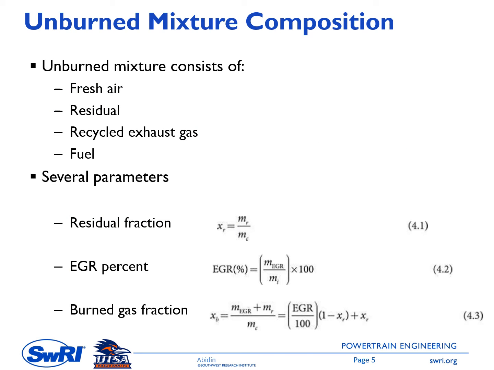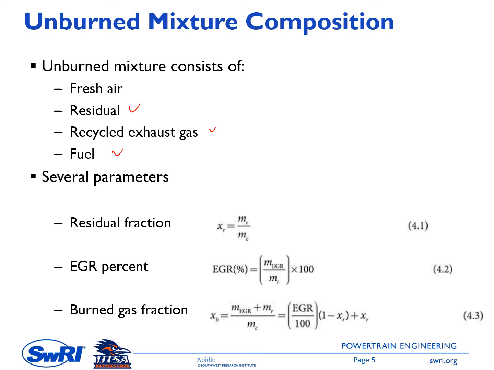Next one is looking at unburned mixture composition. Unburned mixture consists of fresh air and then residual. So this is the burned gas from the previous cycle. It might contain recycled exhaust gas for better NOx emission, and it contains the fuel.